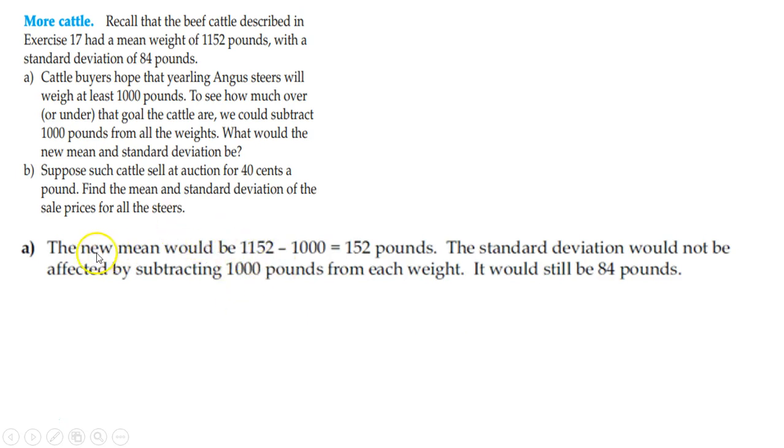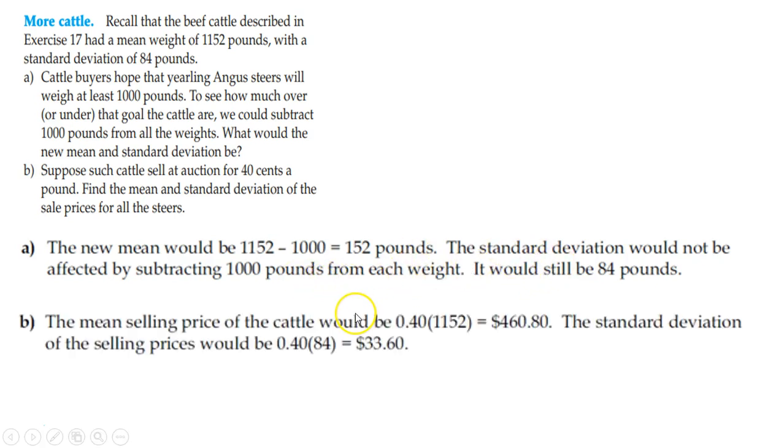So the point here is, if they're doing this, the Angus steers will weigh at least 1,000 pounds. To see how much over or under that goal the cattle are, we would subtract 1,000 pounds from our weight. That's why we subtract, to find our new mean. The standard deviation would not be affected by subtracting. Remember, when you add or subtract, your ranges, your variations don't change. So that stays the same. It's still 84 pounds. Okay?